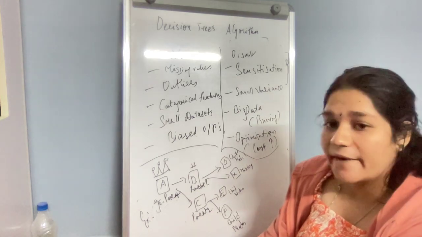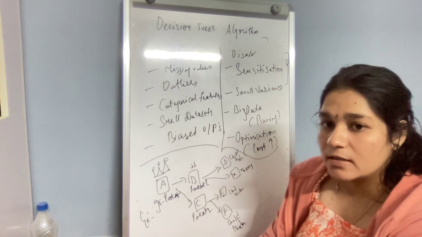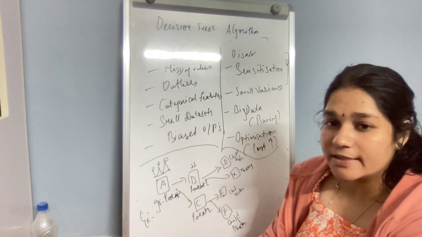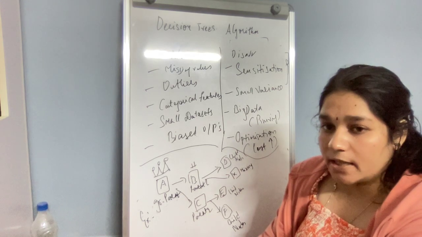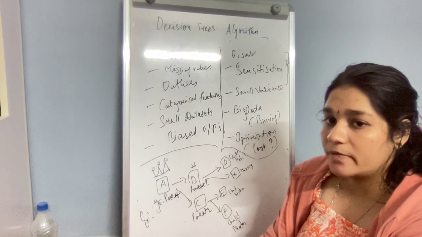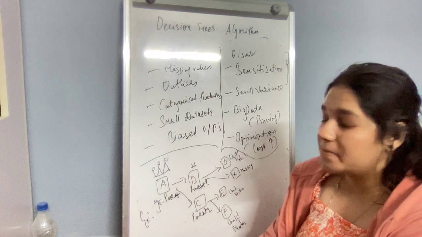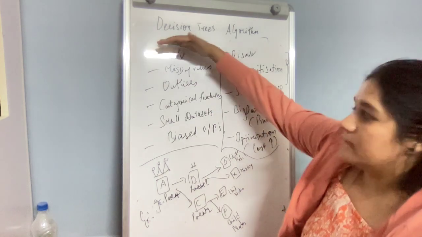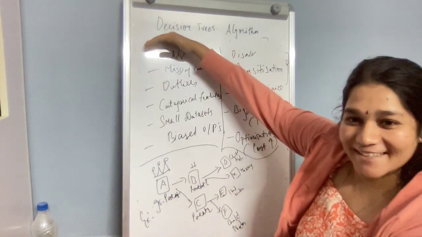I'll explain the advantages and disadvantages of using big decision trees and different ID3, CART, or C4.5 algorithms for prediction purposes in machine learning. So you can see advantages.